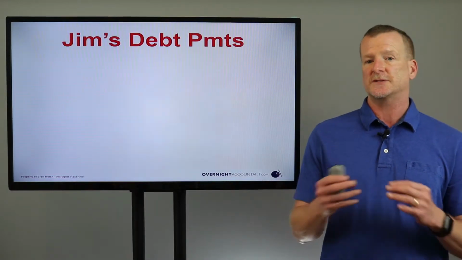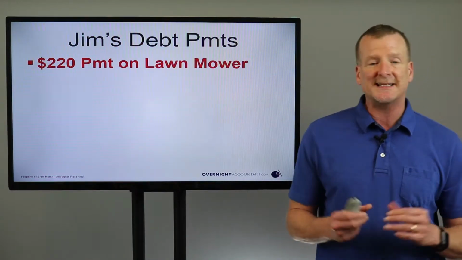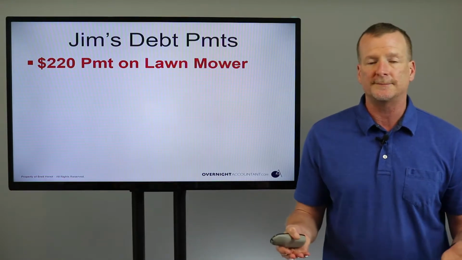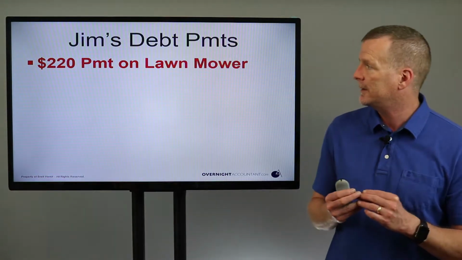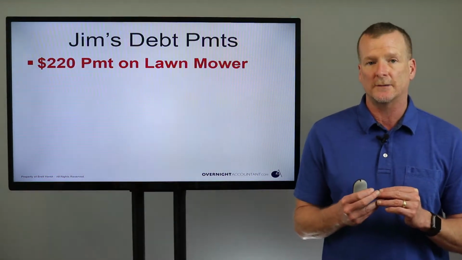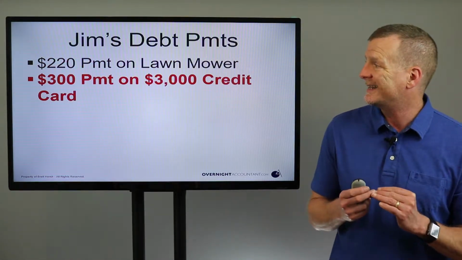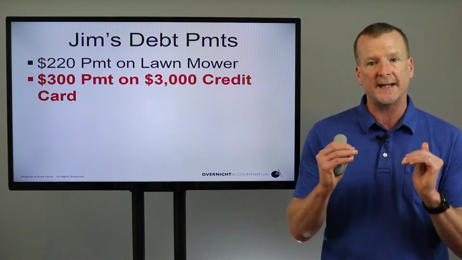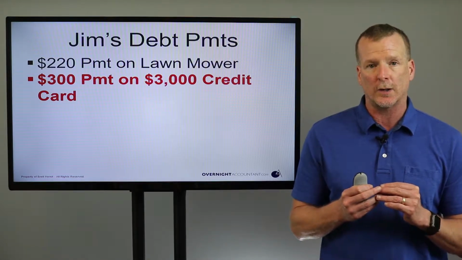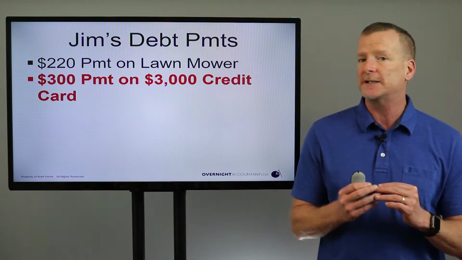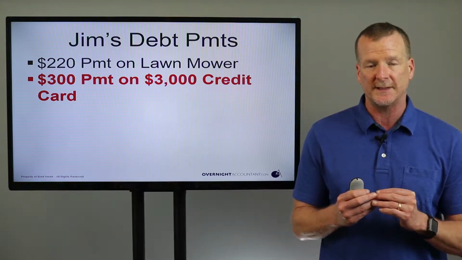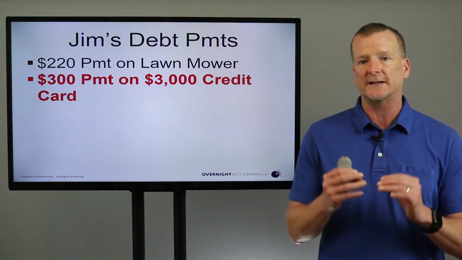So let's look at Jim's debt payments. He doesn't have a whole lot. He bought that lawnmower. He's got a $220 payment on his super duper wide deck lawnmower that goes really fast, we hope. And he also has a $300 payment he wants to make on a $3,000 credit card purchase or purchases that he had to make to buy all the rest of the equipment he needed in order to go into his lawn care business.